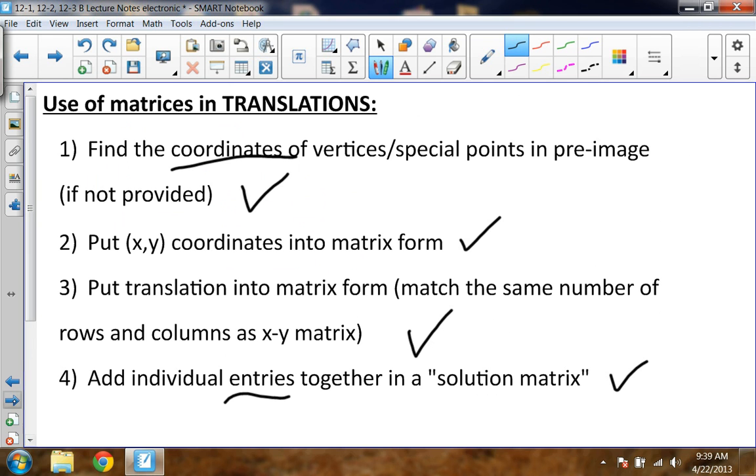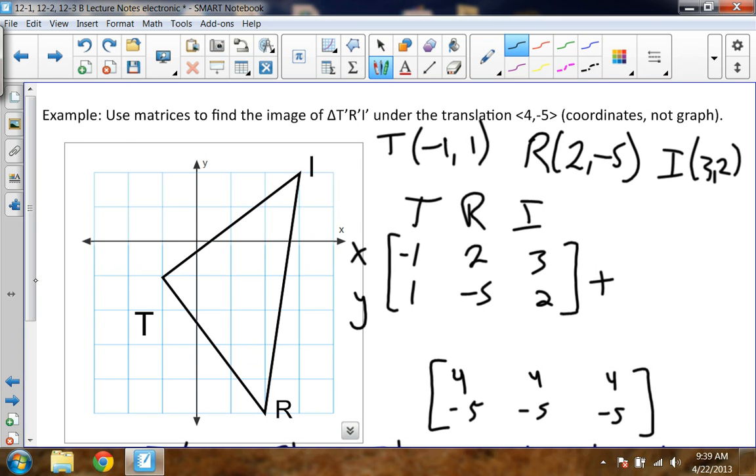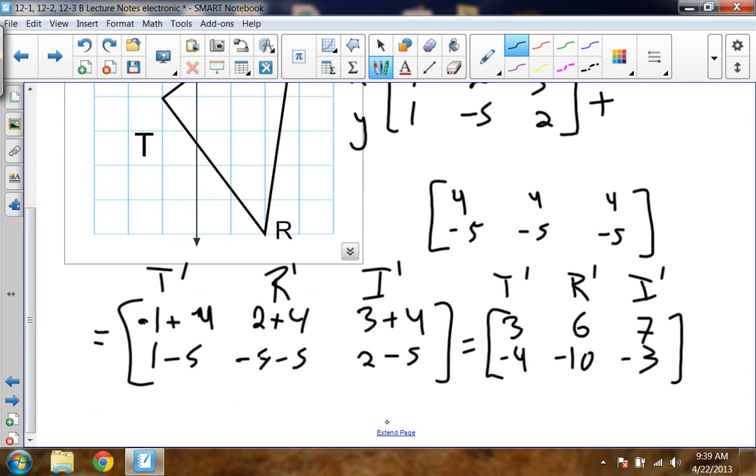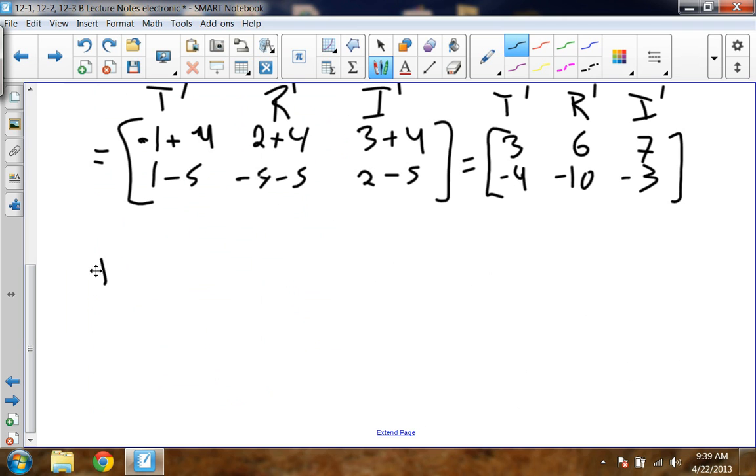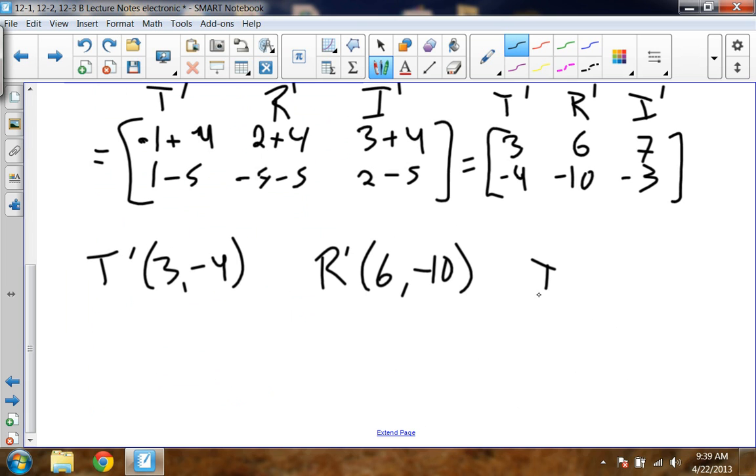Cool. So that step 5 could be put these back into coordinate form. So T prime looks like 3, -4. R prime looks like 6, -10. And I prime looks like 7, -3.